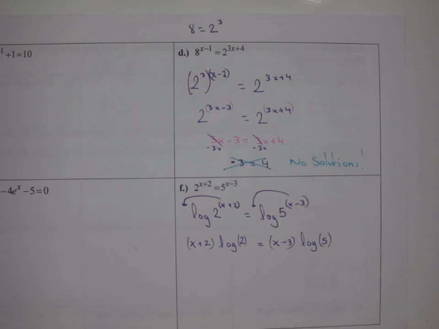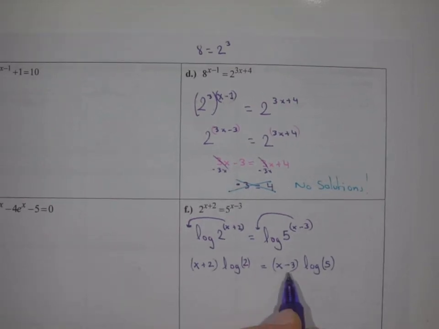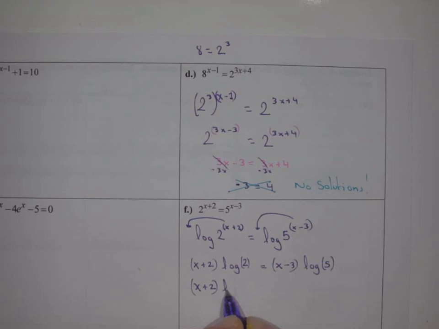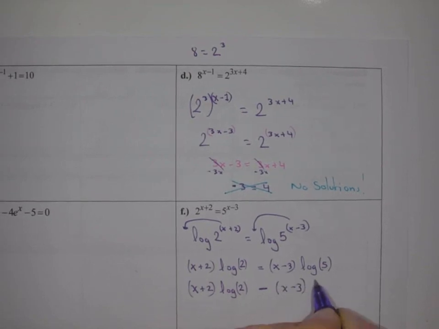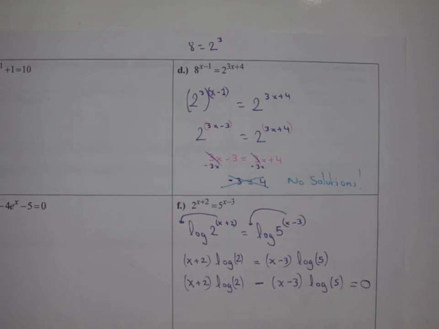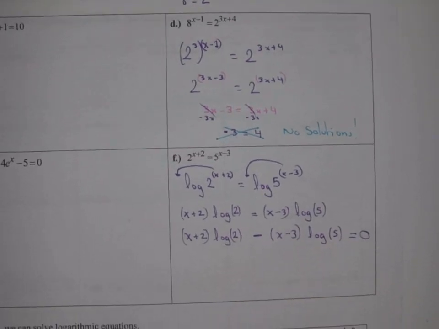Oh, well, I don't really have an option, do I? I'm going to subtract it from both sides. I'm going to take that whole term and subtract it. So I'm going to end up with x plus 2 log of 2 and then minus that whole thing because I'm subtracting it from both sides. And then that will be equal to 0 because there will be nothing left on that side.